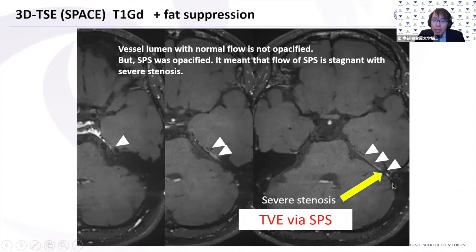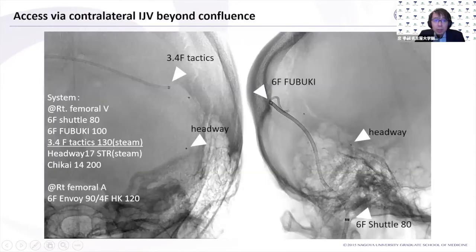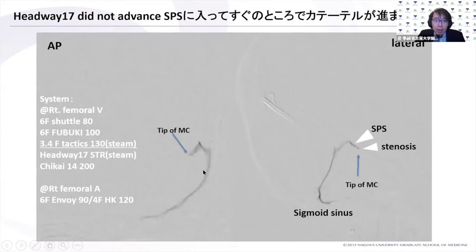And so we can advance via the SPS to the shunted pouch. We access via the contralateral IJV. We use a 3.4 French catheter here, and the Headway is here. The French shuttle sheath is here. The Headway 17 did not advance past the SPS, here. This is the tip of the microcatheter.